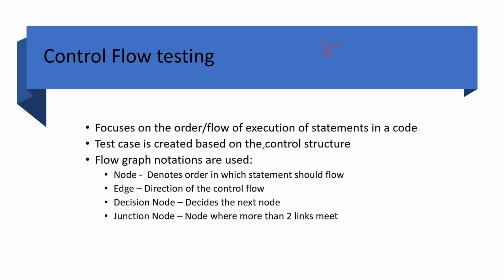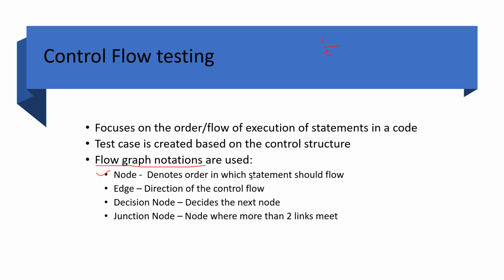Test cases are created based on the control structure. This can also be called flow graph notation testing, because we have a flow graph and we have notations. We'll see what types of notations are used. We have a node. A node denotes the order in which statements should flow. See, if I say if a equal to b, then do this or do that.